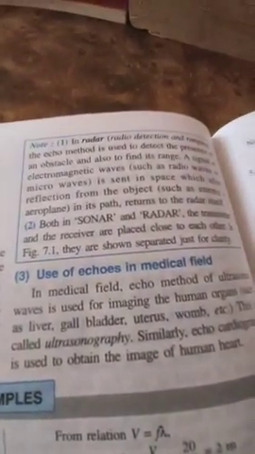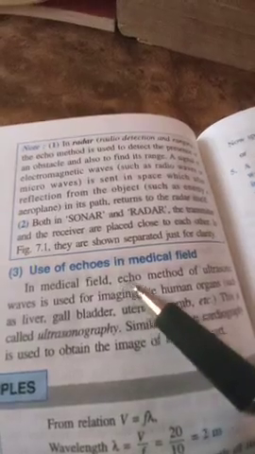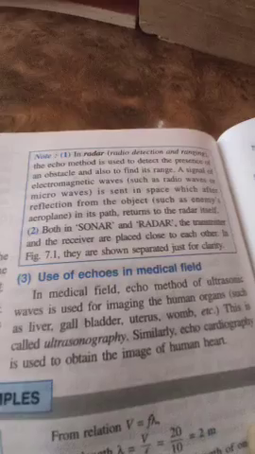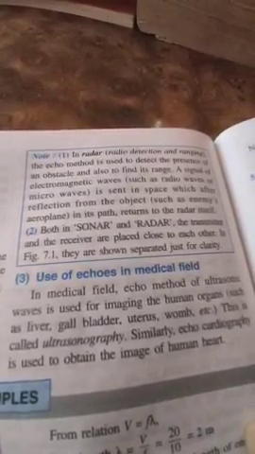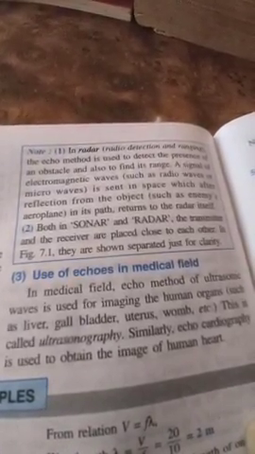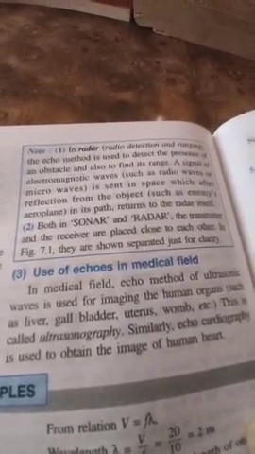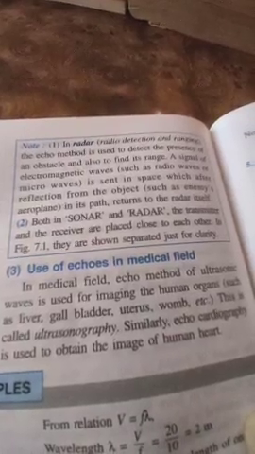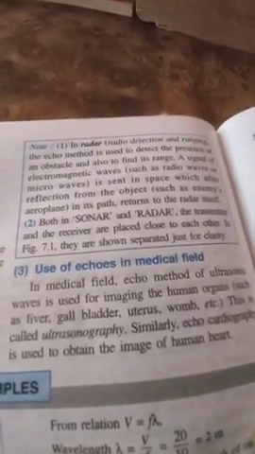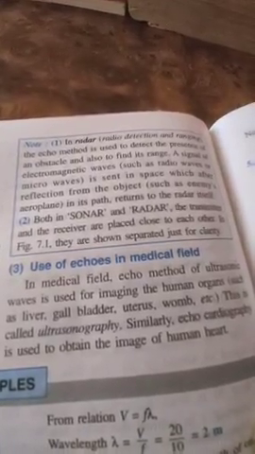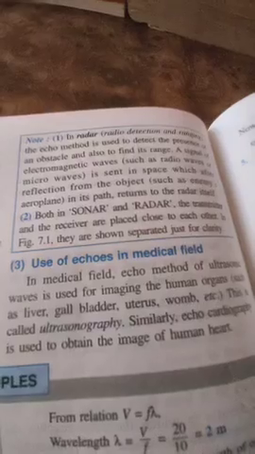Now the medical use of echoes. This is one of the important applications of echoes. In the medical field, the echo method of ultrasonic waves is used for imaging human organs such as the liver, gallbladder, uterus, womb, etc. This is called ultrasonography. Similarly, echocardiography is used to obtain the image of the human heart. So this point you have to learn.